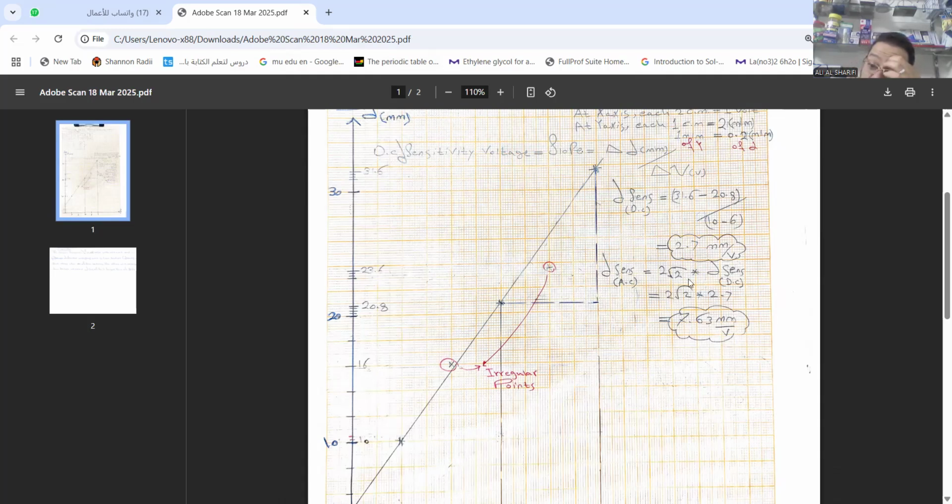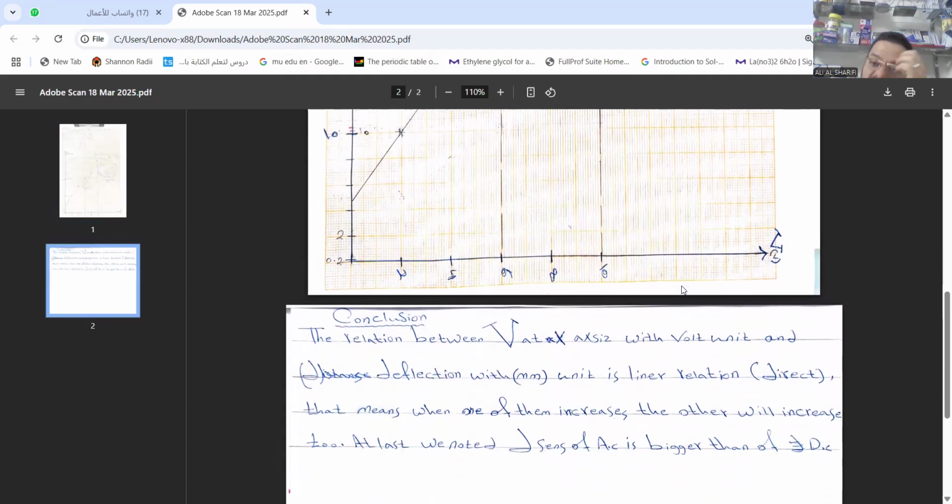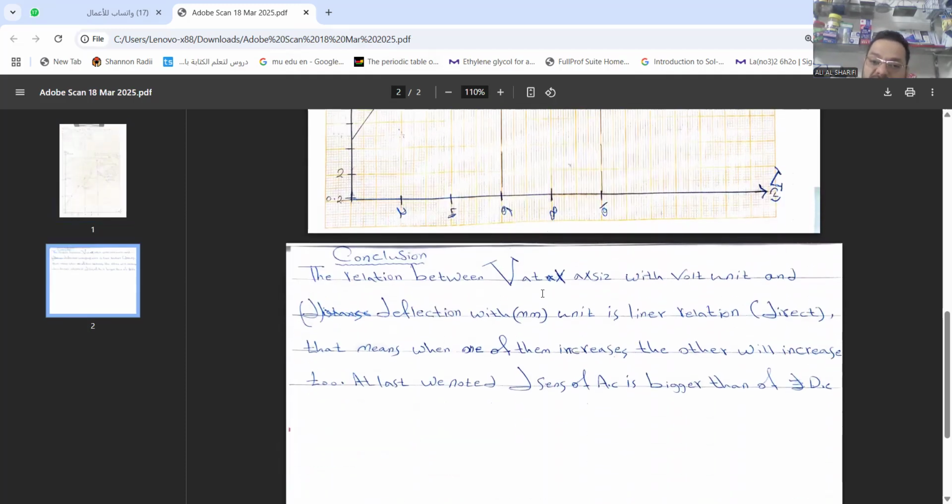millimeter divided by volt. Now let's talk about the conclusion. The relation between V at the x-axis in volts and deflection in millimeters is a linear relation. Its kind is direct. That means when one of them increases, the other will increase too, because the relation between them is direct. At last, we noted that the deflection sensitivity of AC is bigger than the deflection sensitivity of DC.